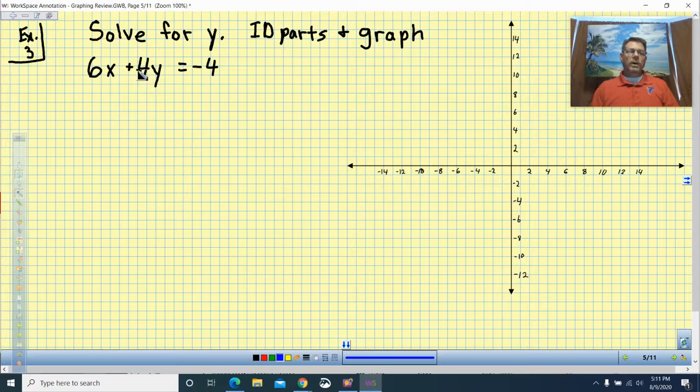So we're going to solve for y. That means the 6, the x, and the 4 all have to go away. Okay. So the 6, the x, and the 4, all of those have to go away, and the y gets to stay. Okay. So the y gets to stay. The other things go away. So we're going to get rid of the 6x first.